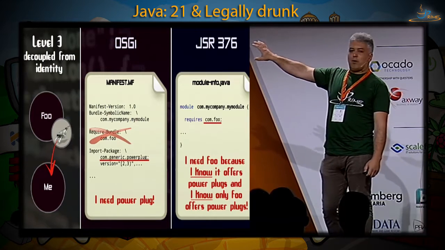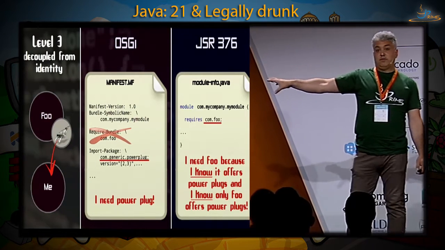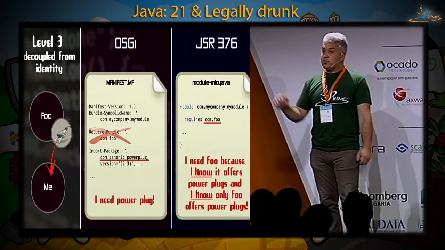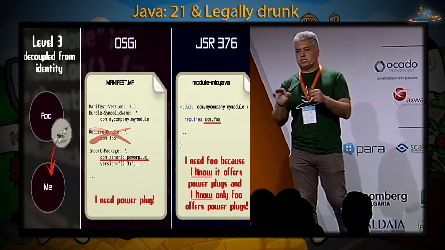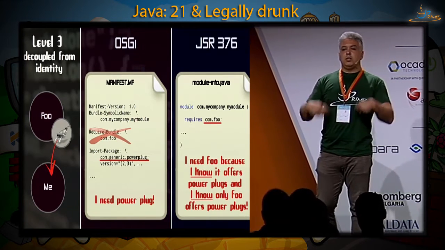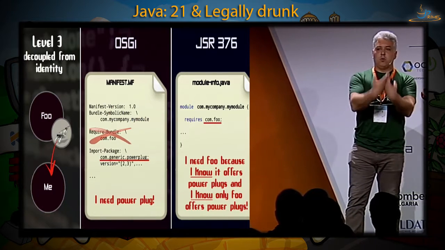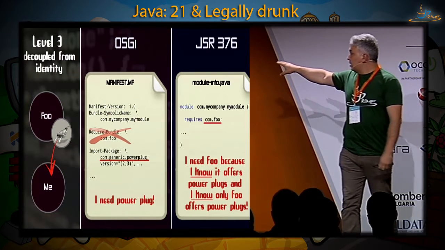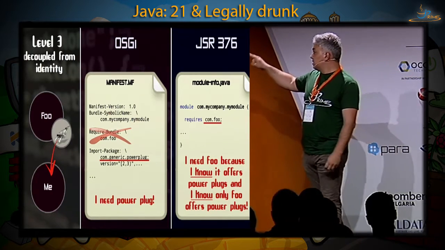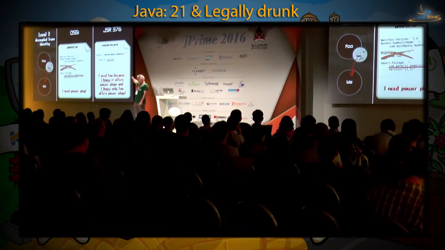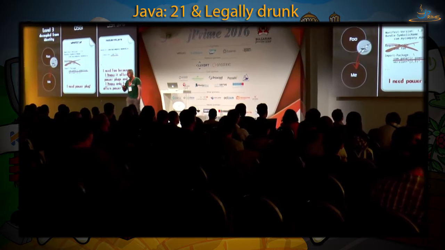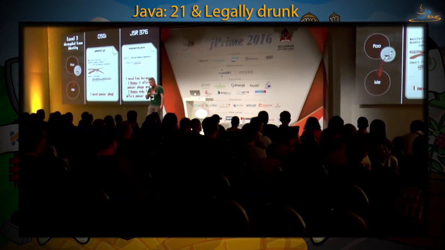Imagine that someone offers you a power plug, and you need a power plug for whatever you're building. In OSGI, you're stating that you need a power plug. You don't really care who provides it to you as long as someone provides it to you. Okay, you explicitly state what is your dependency, what you expect to have. Whereas in Java, you don't say you need a power plug, but instead you say you depend on Foo, or whatever the company or provider name is, because you know that this provider provides power plugs, and you know that this is the only provider that provides power plugs.